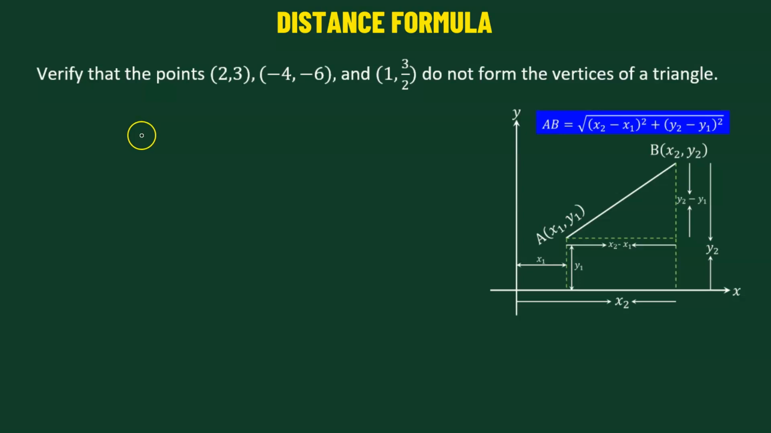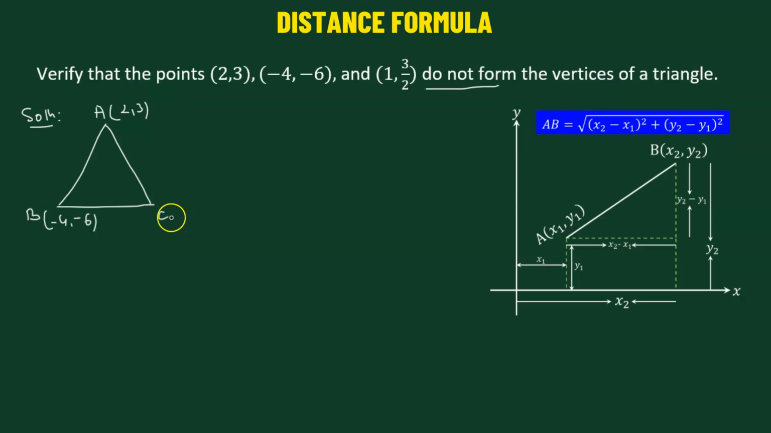So in this problem, we need to verify that these 3 points do not form the vertices of a triangle. So what we'll do, we'll assume that they form the vertices of a triangle. So let us consider a triangle, and the triangle has the vertices A, B, and C such that the coordinate of vertex A is 2, 3. Coordinate of vertex B is -4, -6. And coordinate of vertex C, let it be 1, 3/2.